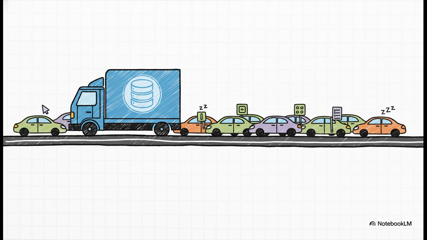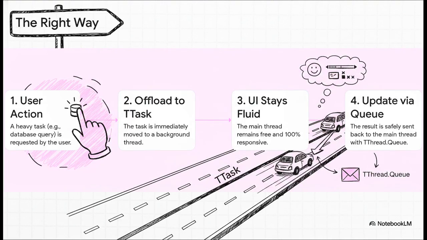If that thread gets busy doing anything other than handling the UI, your app will freeze. That's it. Game over. So how do we keep that highway clear? Simple. We build an off-ramp. When a user action kicks off a heavy task, like a network call, we immediately offload it to a background thread using something like TTask. Now, that background thread does all the heavy lifting, completely separate from the UI. This leaves our main thread totally free to handle scrolling, animations, taps, keeping the UI perfectly fluid.